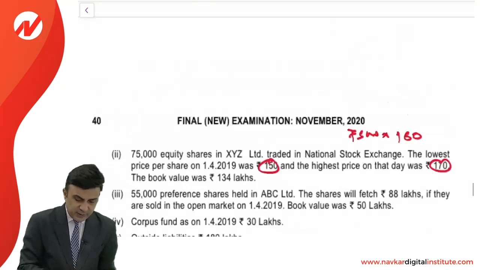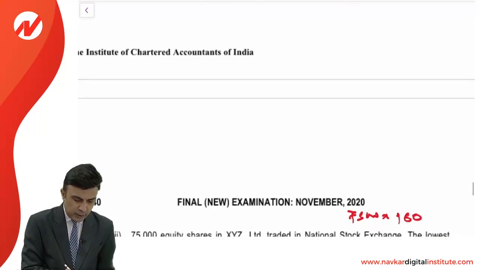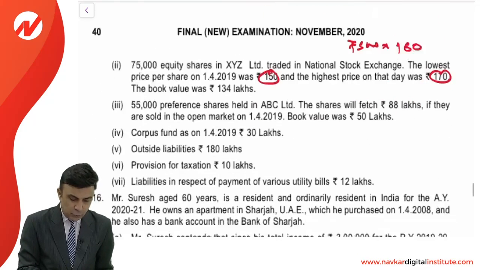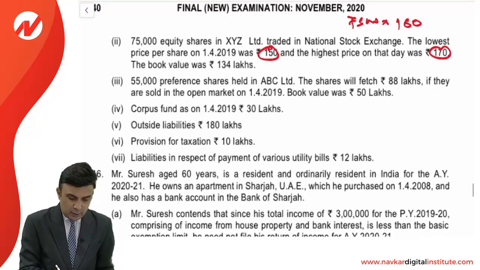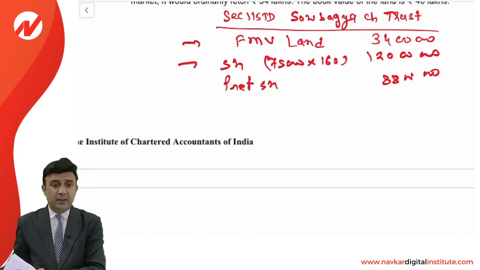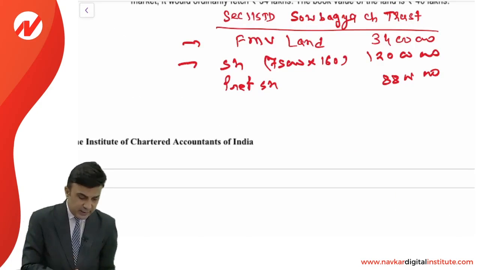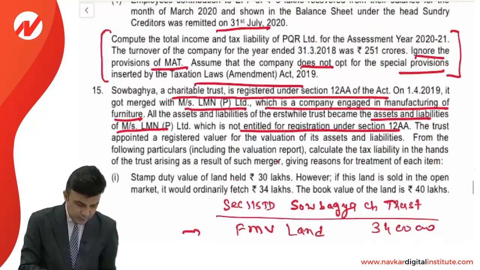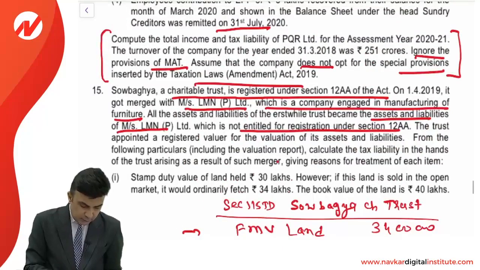Book value is not relevant. I am a listed concern, and I am supposed to take into account the fair market value for preference shares. What is the fair market value? It is 88 lakh, which it would have fetched if sold in the open market by the trust. Friends, let's now look at the next provision.